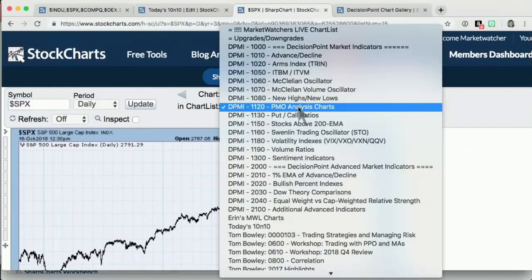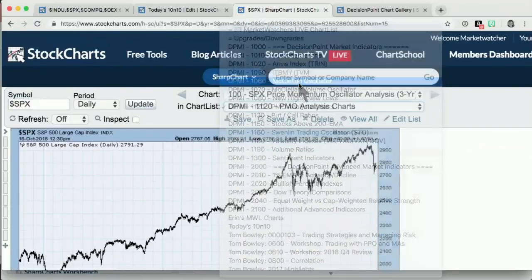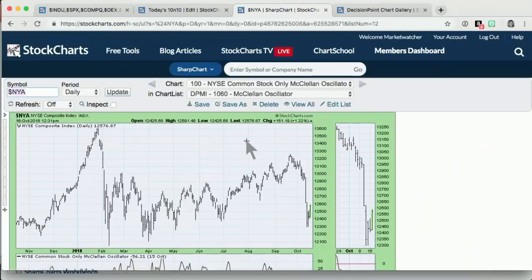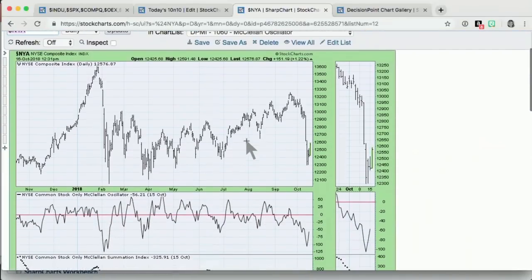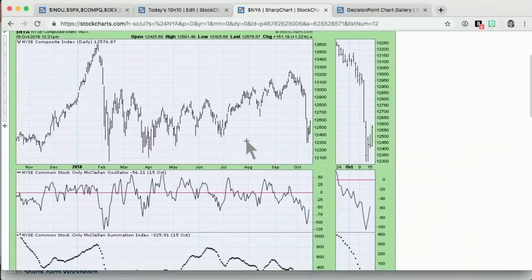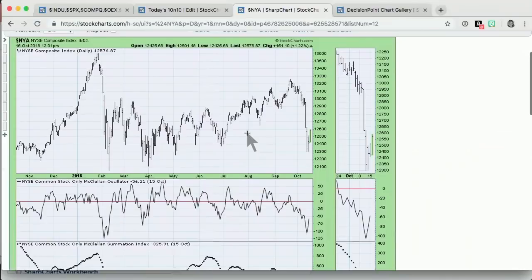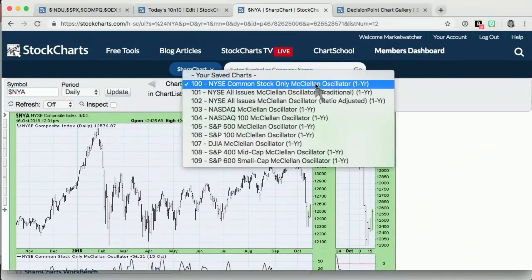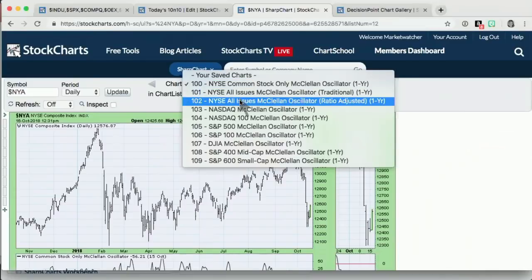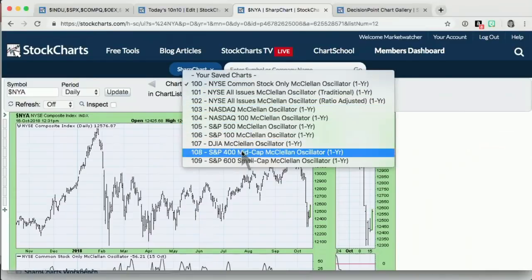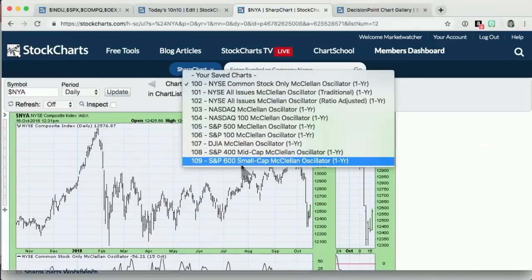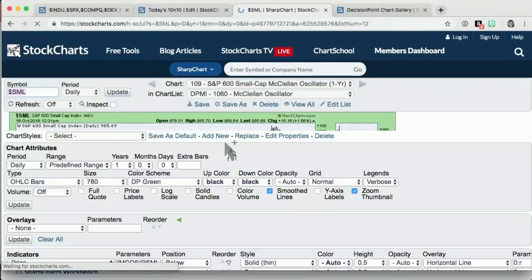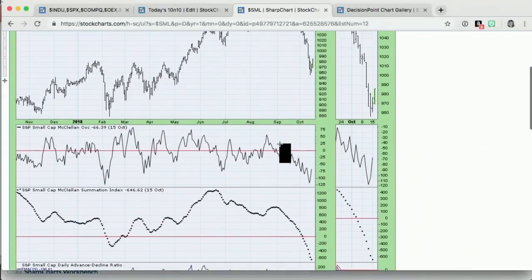All right, so that's PMO Analysis Charts. Let's go ahead and look at the McClellan Oscillator. Tom McClellan's on the show often, and he's got some great indicators, but the ones that his parents came up with, the McClellan Oscillator and Summation Index, are fabulous to use. In that McClellan Oscillator chart list, you can get the McClellan Oscillator for all of these different indexes. So even for the small caps, we can look at it and get a feel.